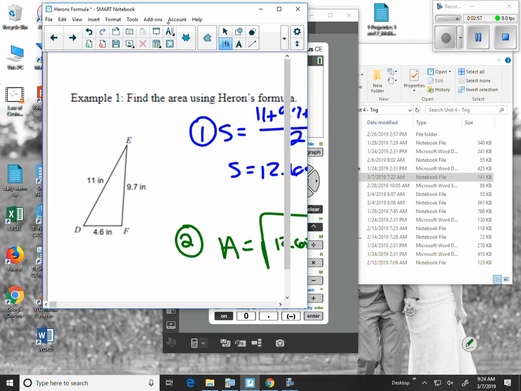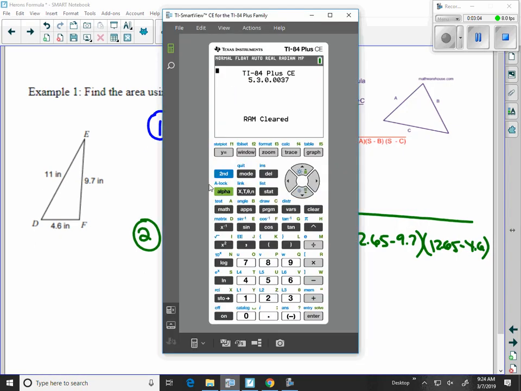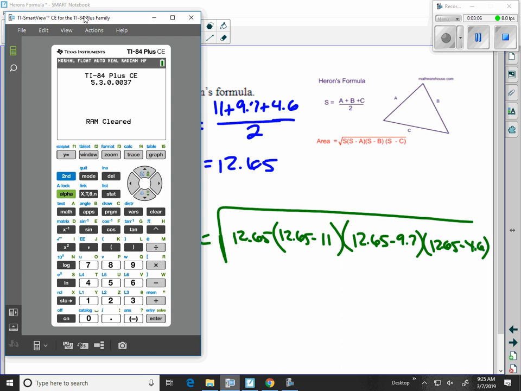All right, I'm going to go ahead and put this in my calculator and do at least one with you all so that you can kind of see what it looks like. Okay, and put the square root in this. Okay, so second square root, and then 12.65, and then put exactly how you wrote it, put it in your calculator.